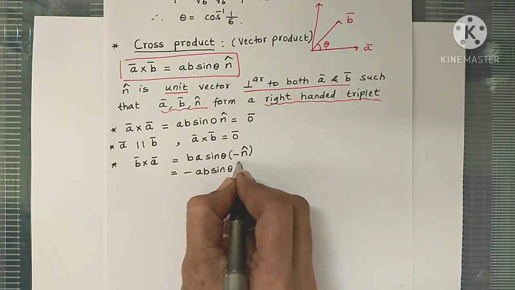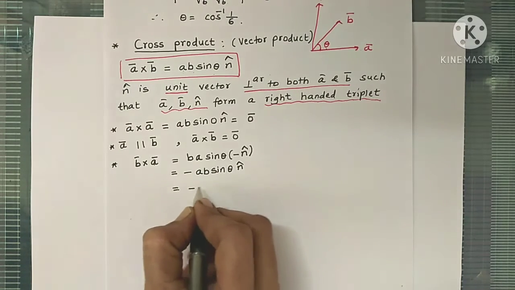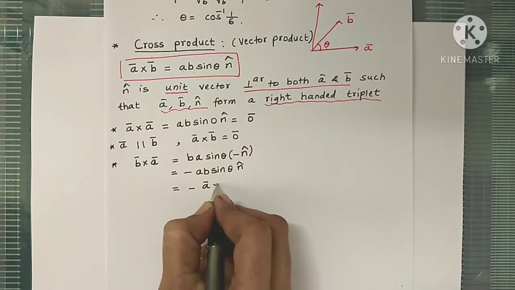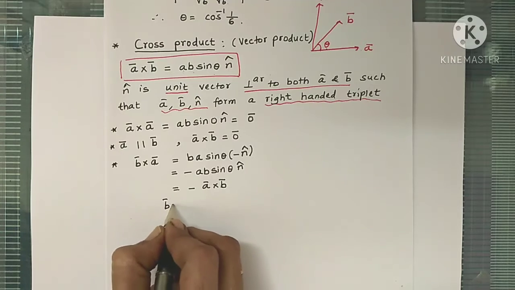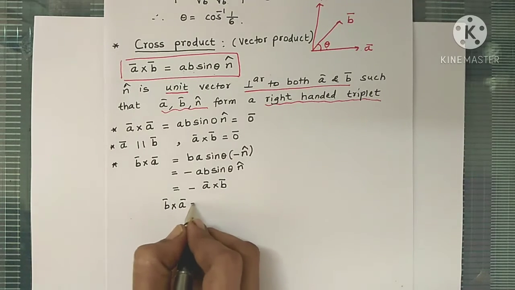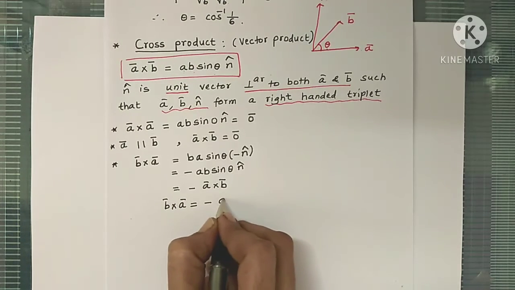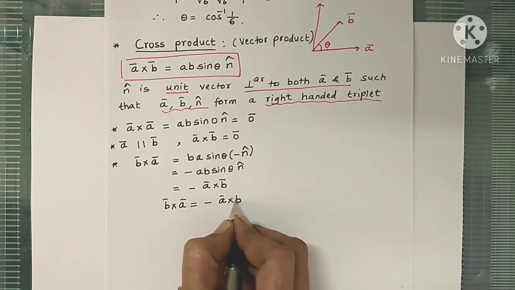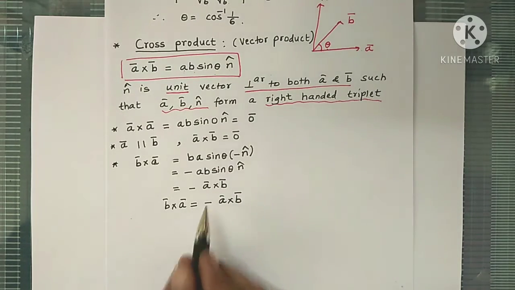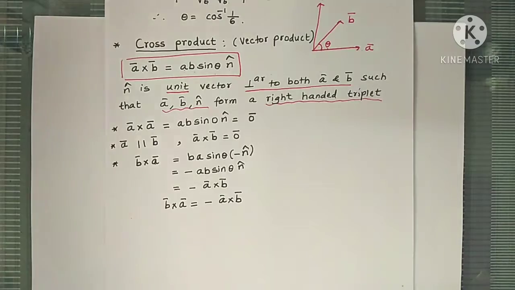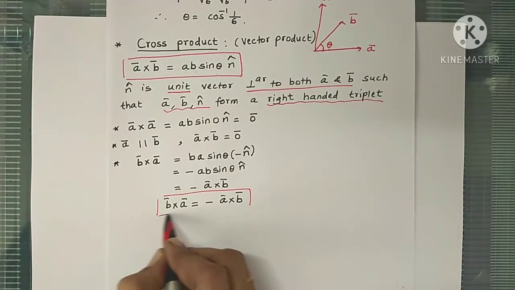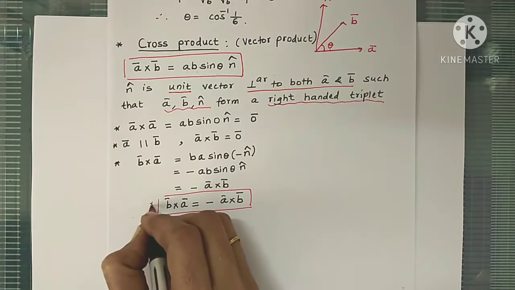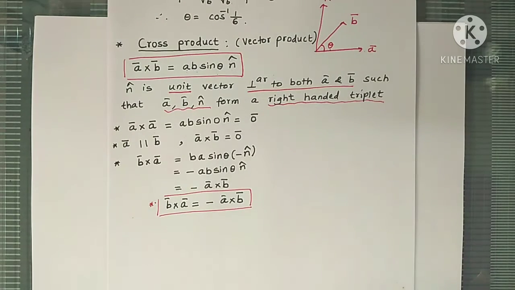But AB sine theta n cap is A bar cross B bar. So B bar cross A bar is minus A bar cross B bar. See, a very important property of cross product: cross product is not commutative. When we interchange the terms, the sign changes. So B bar cross A bar equals minus A bar cross B bar. So very important property here. Okay.